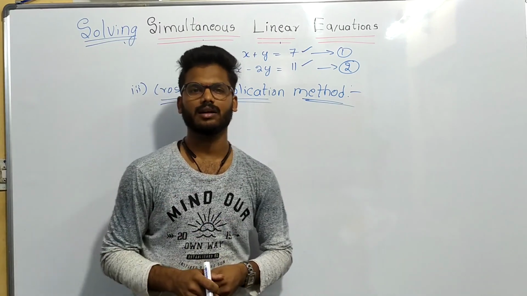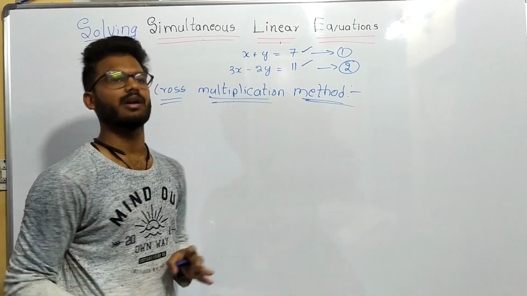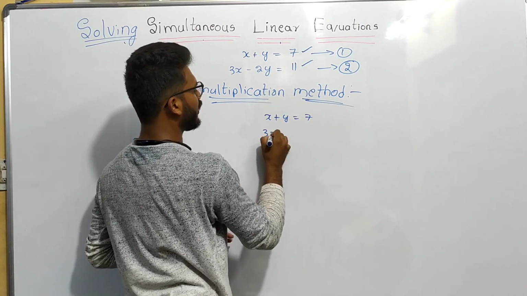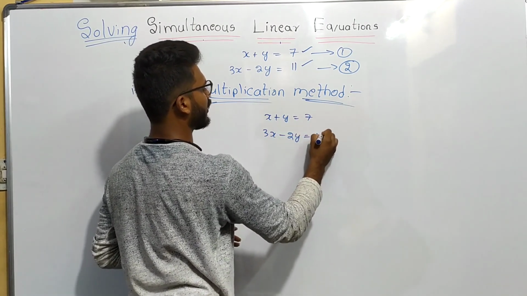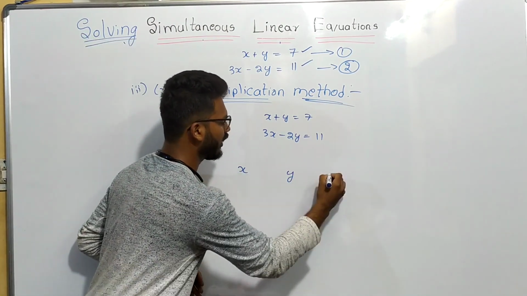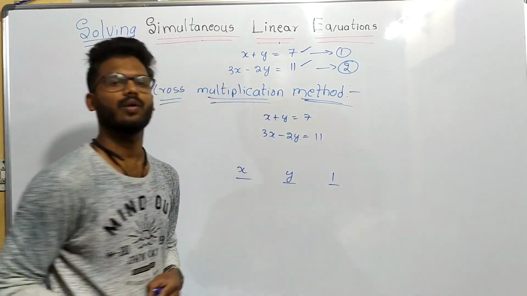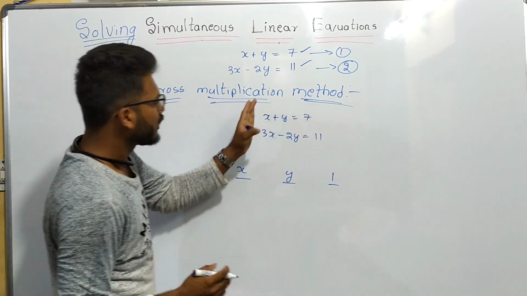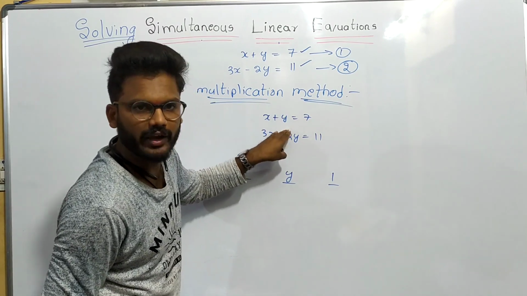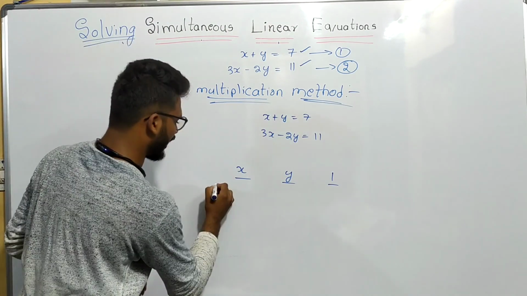Okay, listen here. Whenever you have to solve by using the cross multiplication method, after writing the two equations, x plus y is equal to 7 and 3x minus 2y is equal to 11, you have to write like this: x, y and 1. Then close x and start with the coefficient of y. In the first equation, what is the coefficient of y? 1. So write 1.